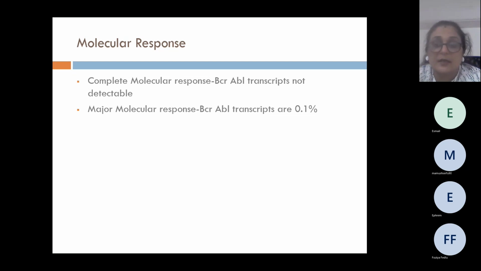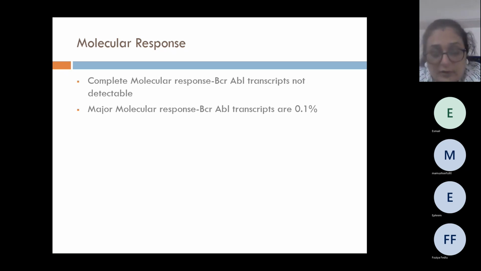And when BCR-ABL transcripts or this gene is present at 0.1%, then it is called major molecular response. If it is completely not there, then it is complete molecular response. If there is presence of the BCR-ABL gene, even at 0.1% level, then it is major molecular response. Okay, so this is what you mean by the different efficacy parameters.